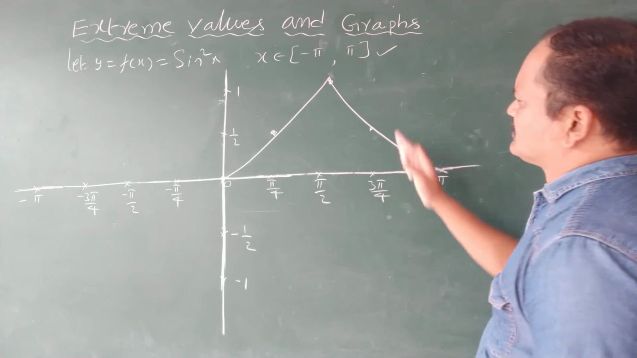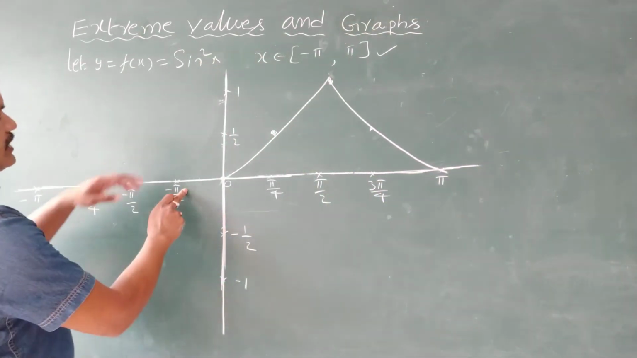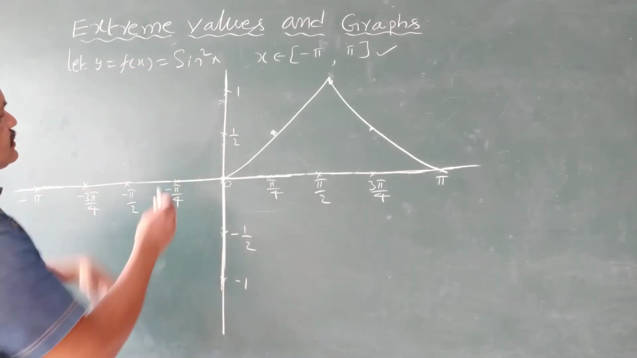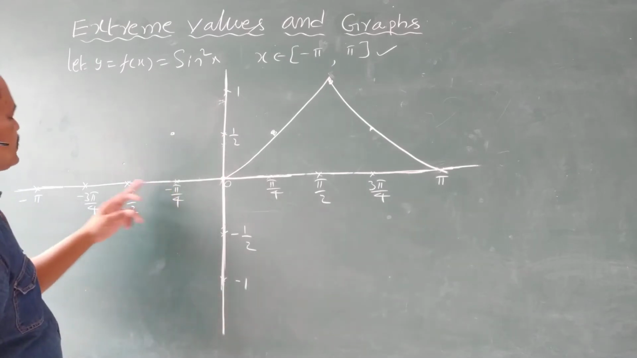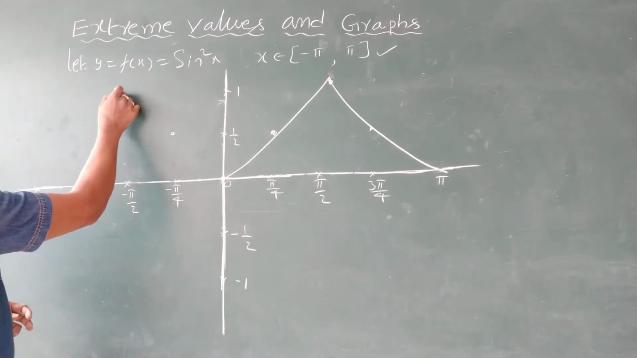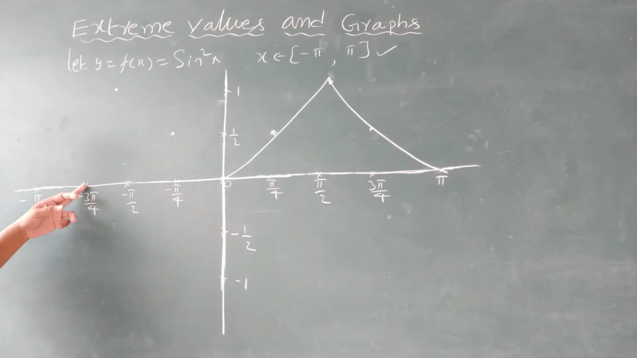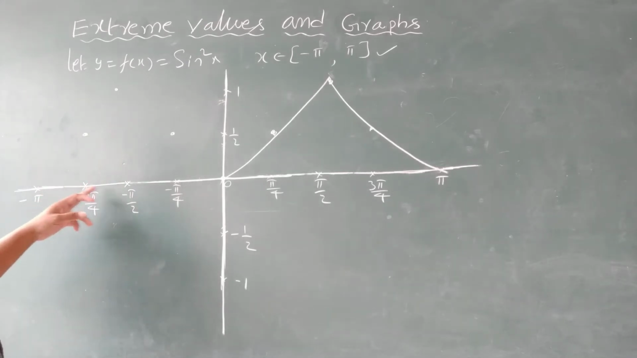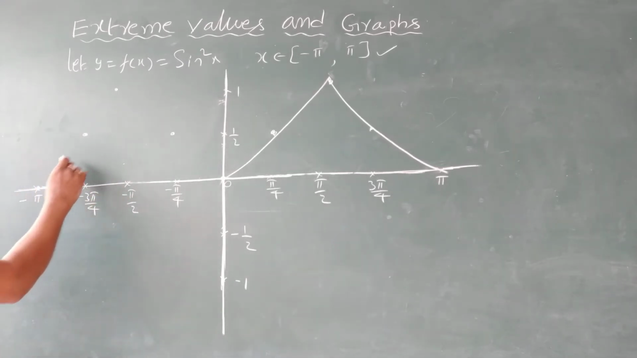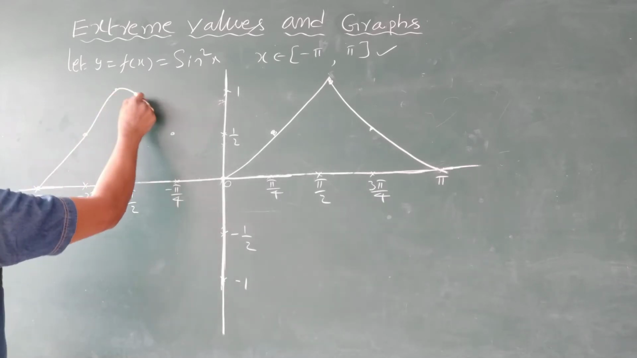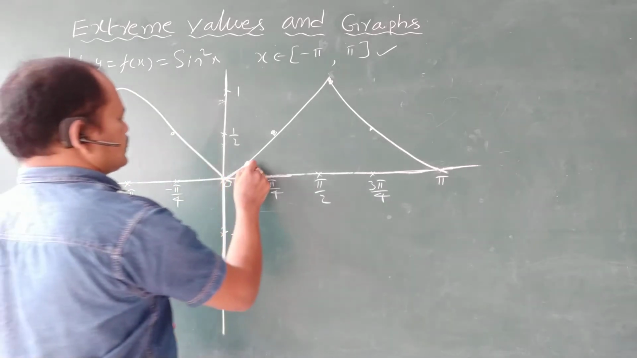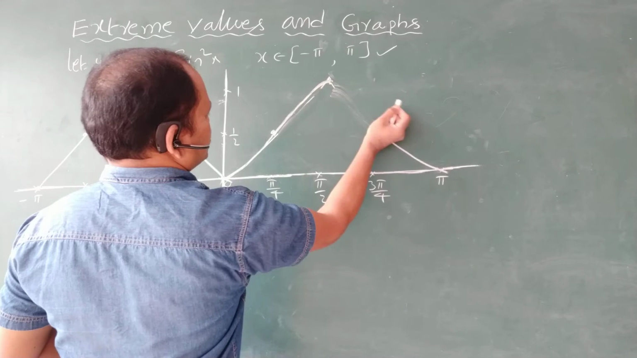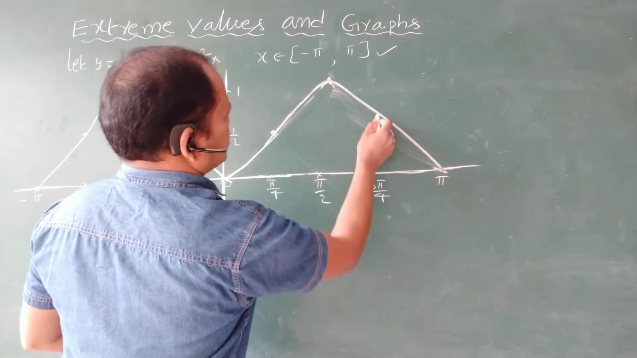Next, minus pi by 4, but sin square is there. Sin square minus 45 degrees is plus 1 by 2, and sin square minus pi by 2 is plus 1. And sin square minus 3 pi by 4 is 1 by 2, and sin square minus pi is 0. So this is also like this. This is the shape of the graph of sin square x.